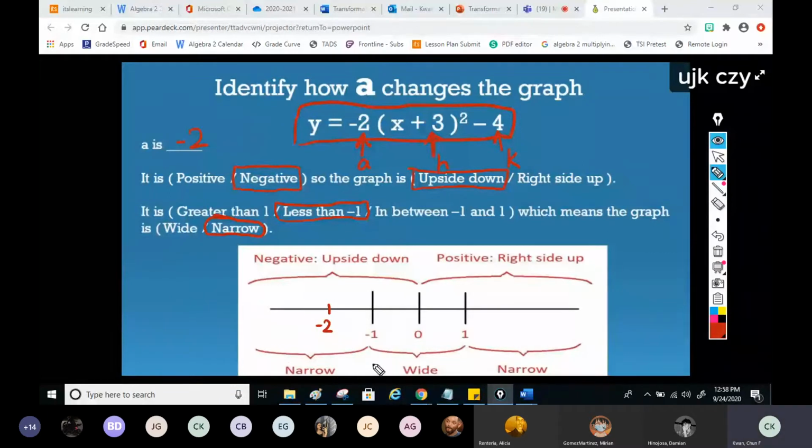So once again, the -2 tells me two things. The first thing is it is a negative number, so the graph is going to be upside down. And the second thing is it is less than -1, so this graph is going to be narrow. It's going to be skinny. When you graph it, it's going to be a skinny graph like this.